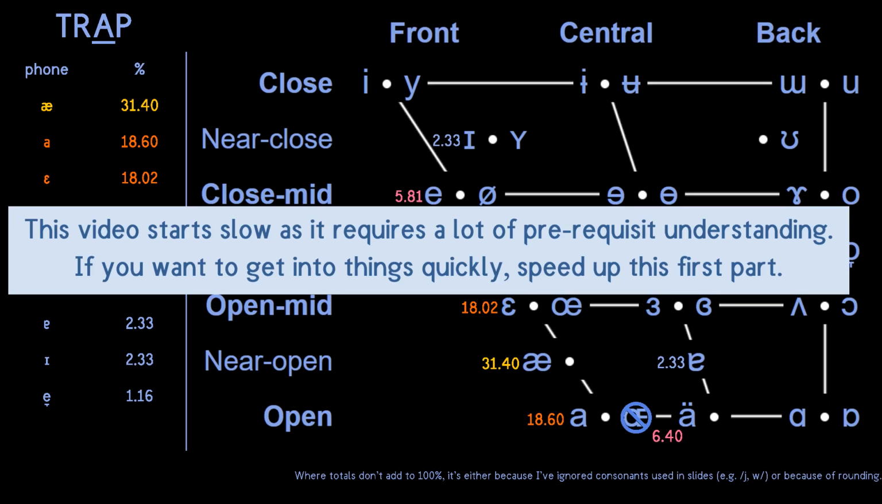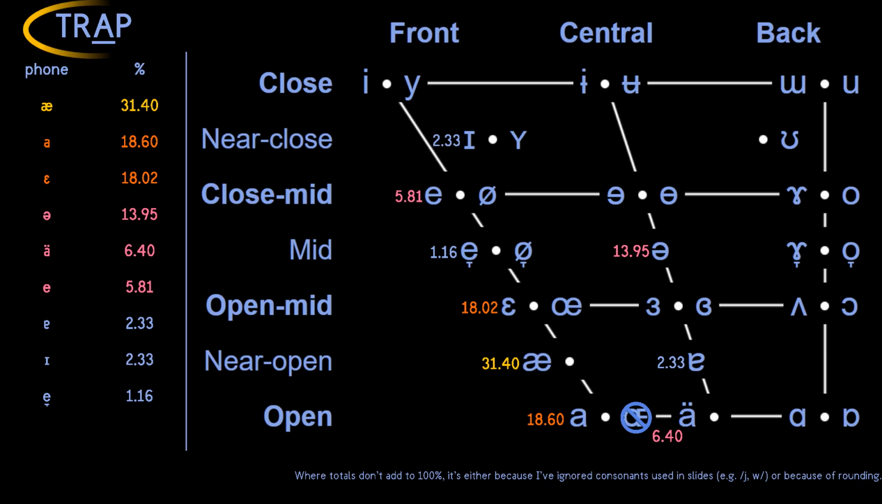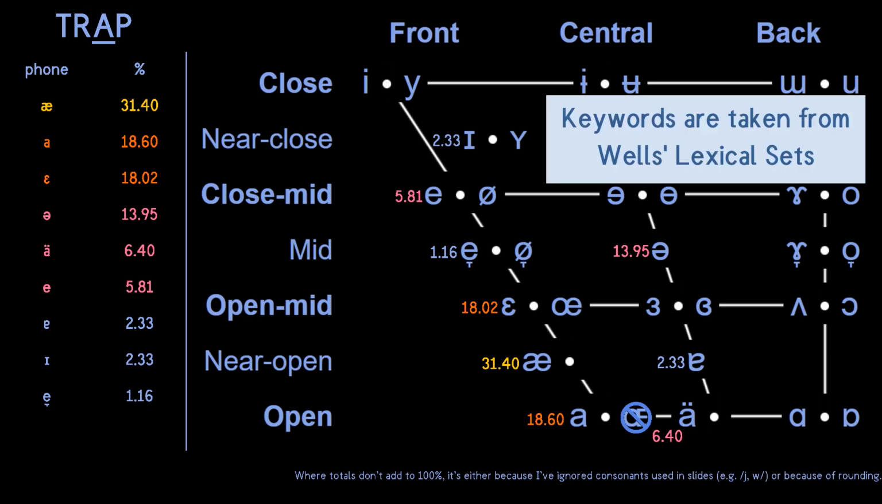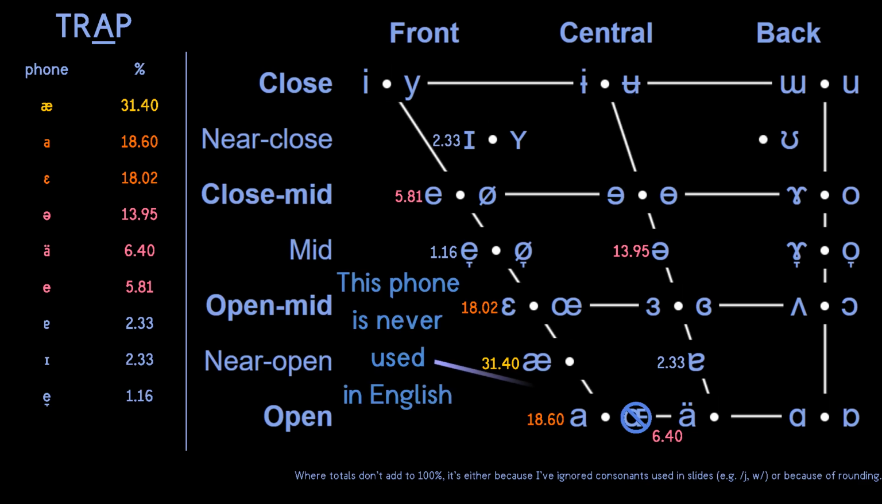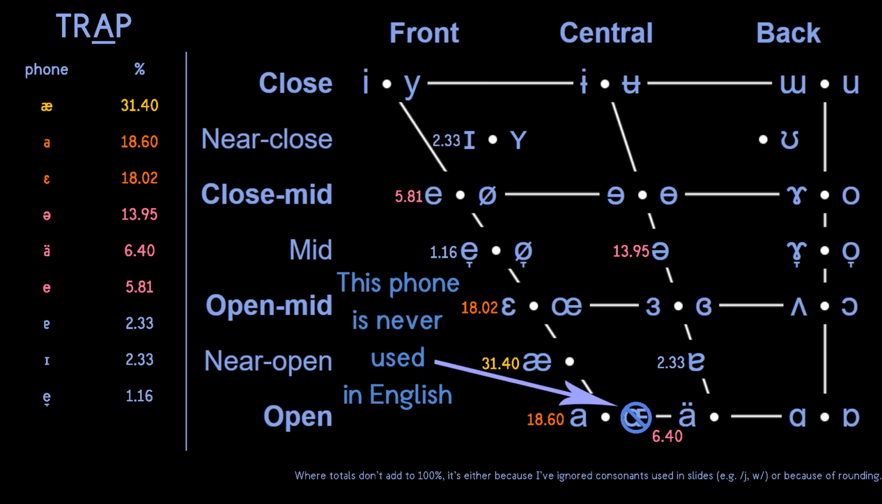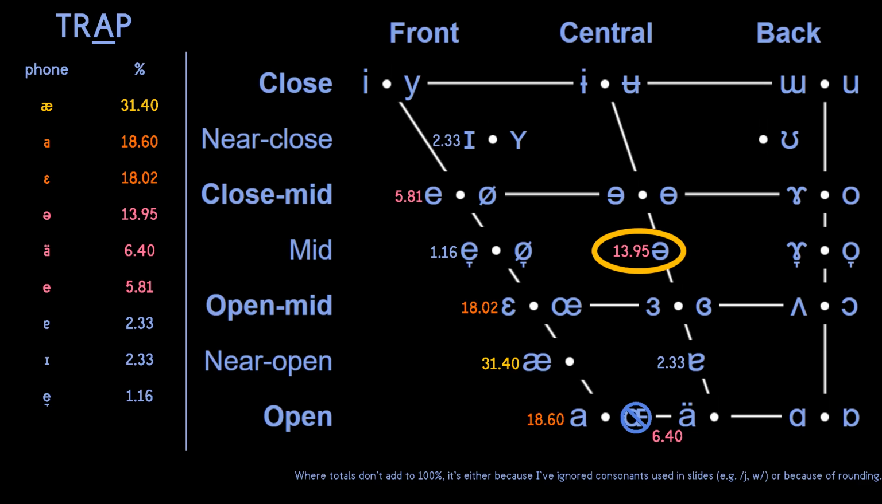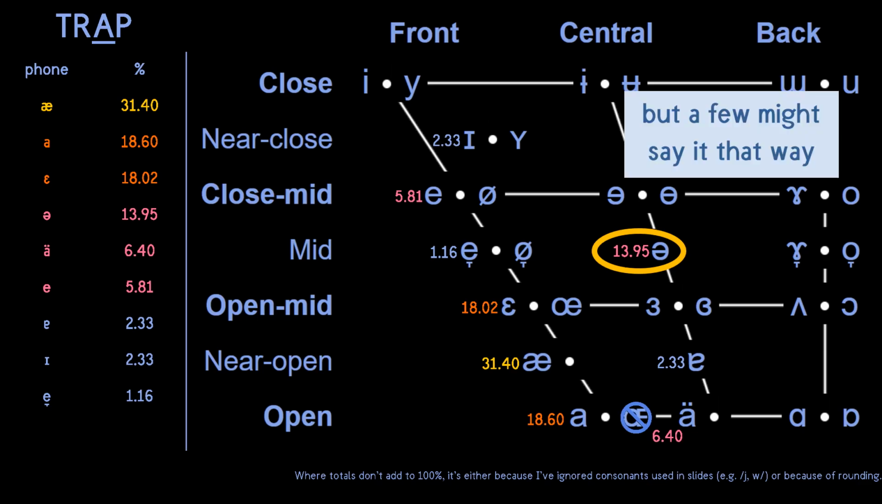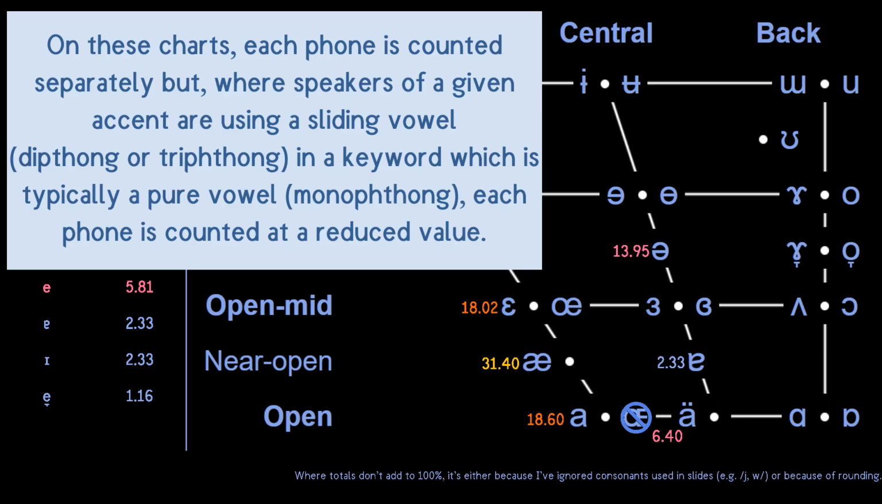This chart is for the vowel in the keyword trap. Put simply, they indicate how likely a native English speaker, randomly chosen as a representative of their accent, is to use that specific phone in the keyword. Make sense? If you're thinking, why are so many people using the schwa in trap? It's not because they're saying trip, rather, it's because they're sliding the vowel.